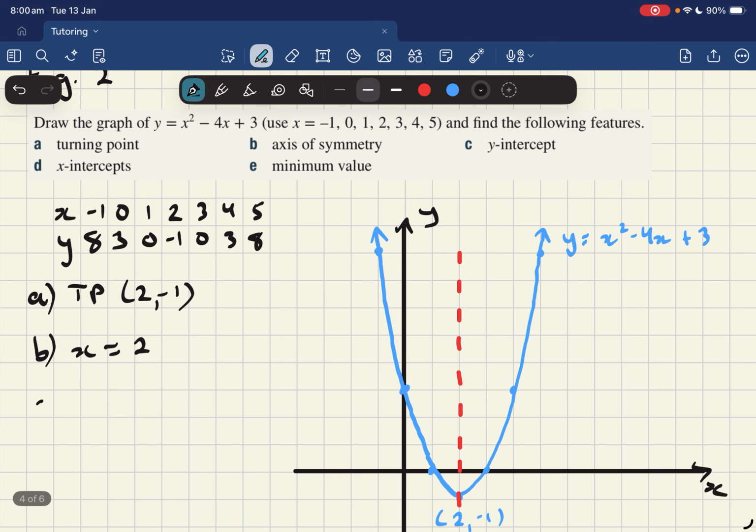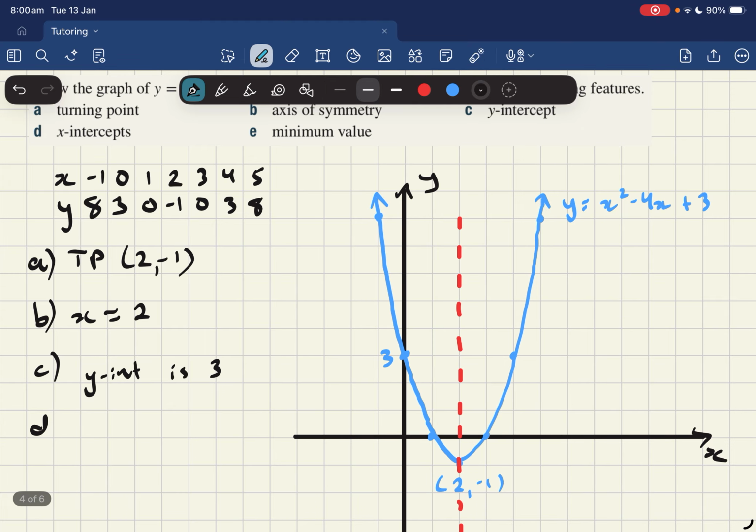Okay, next part. Our y-intercept. An intercept is a key feature we should label as well. So the y-intercept is going to be 3. So our y-intercept is 3. Next, we want to find our x-intercepts. Just looking here, it passes through 1 and it passes through 3 as well. So the x-intercepts are 1 and 3.